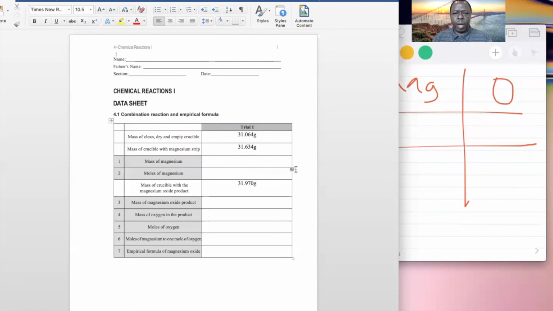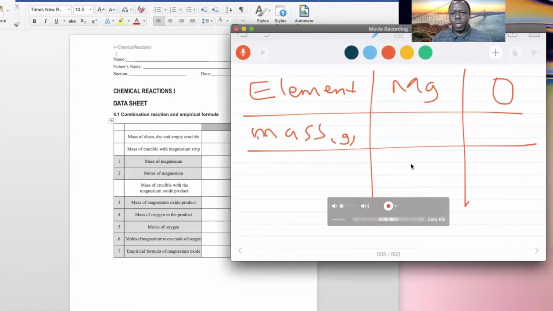So how do you find it? If I know the mass of the crucible and magnesium, find the difference to get the mass of magnesium. And from there, you can find the mass of magnesium.